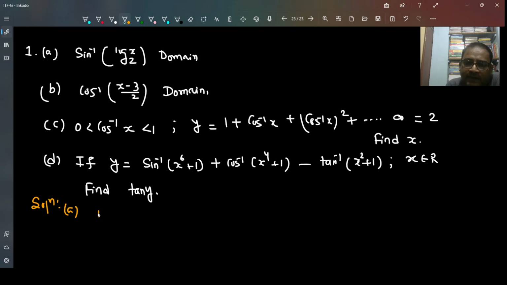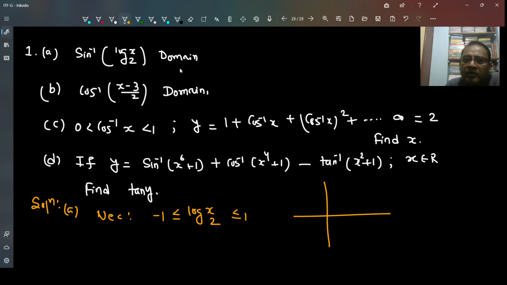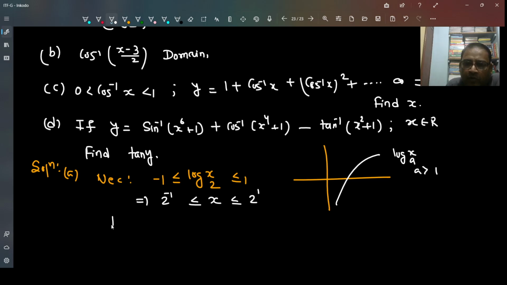Solution of A. It is the necessary condition that if sine inverse is given, its input must be less than or equal to 1 and greater than or equal to minus 1. And when the base is more than 1, you know that the log function is an increasing function. Suppose here log of x base a, where a is greater than 1. Since it is an increasing function, we have to remove the log. So it will be 2 power minus 1 less than or equal to x less than or equal to 2 power 1. So the domain of the function will be 2 to the power minus 1, that is 1 by 2, comma 2. This is the domain.